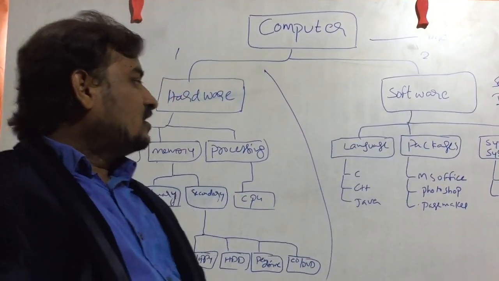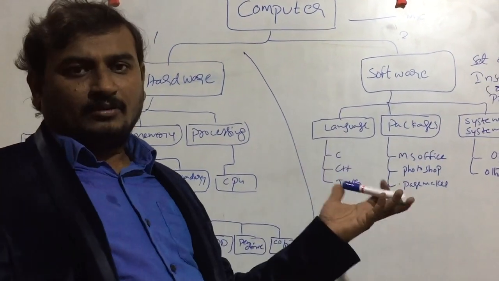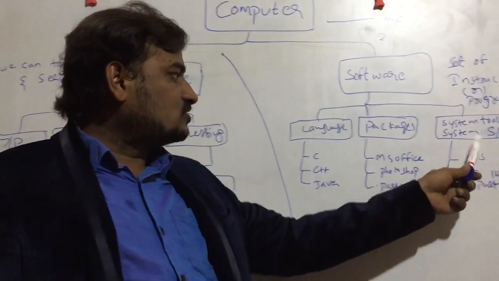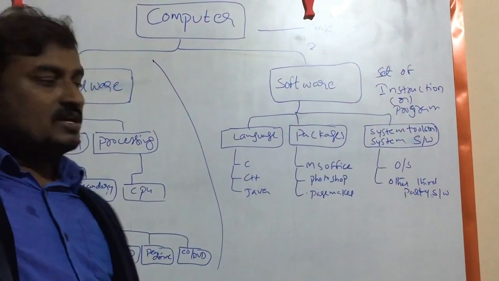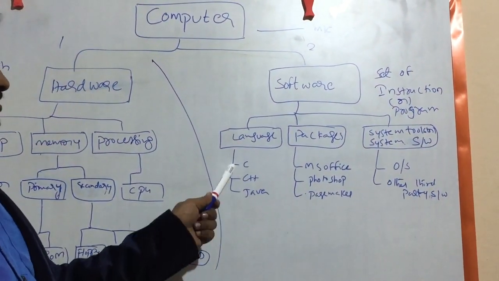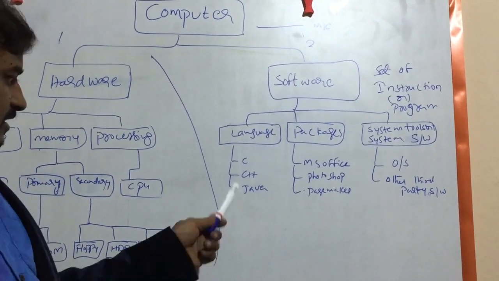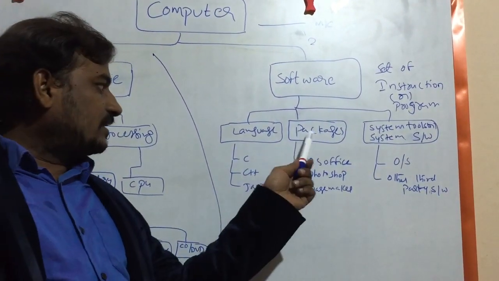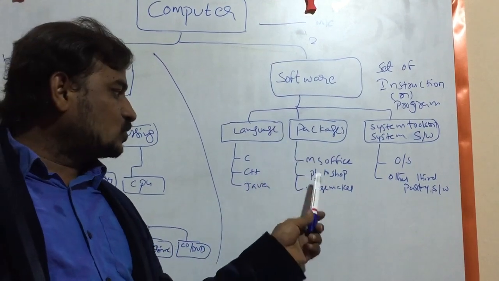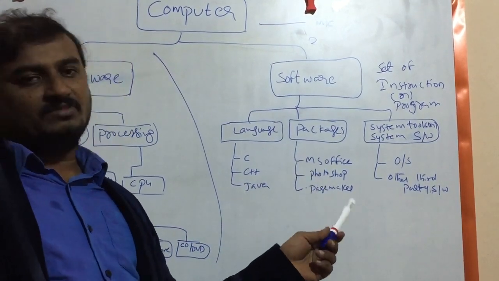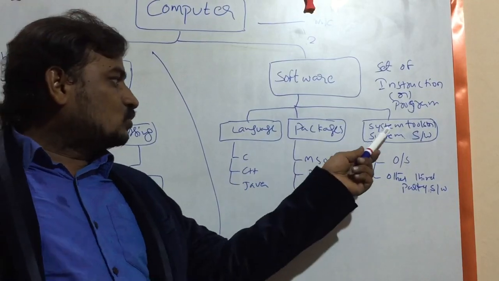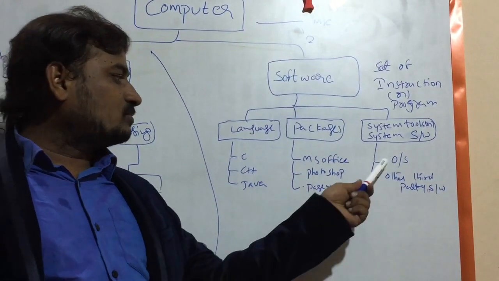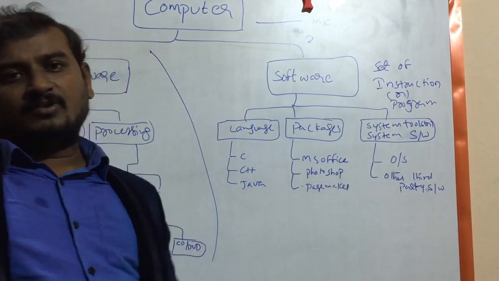Again, software is divided into, in a very easy manner as I have planned: languages, packages, and system tools, which are system software. Languages means C, C++, Java, etc. There are so many, but just now I have written only 3. And then packages: we have MS Office, Photoshop, PageMaker, etc. Same thing, system tools are system software. System tools or system software means the operating system and other third party tools.